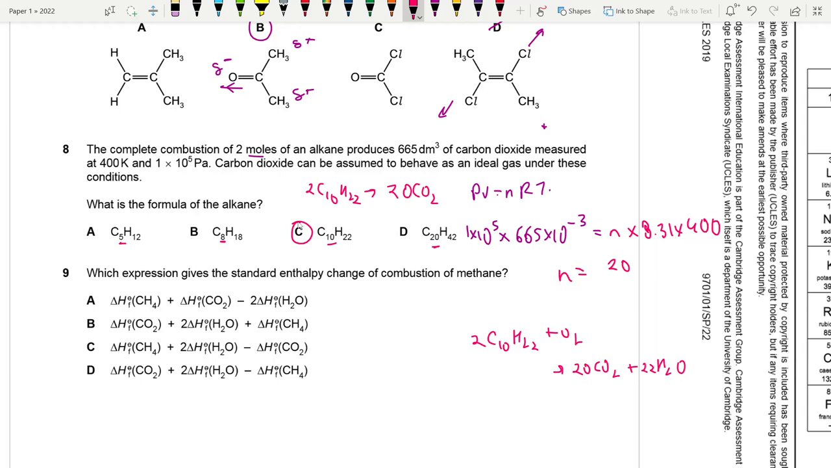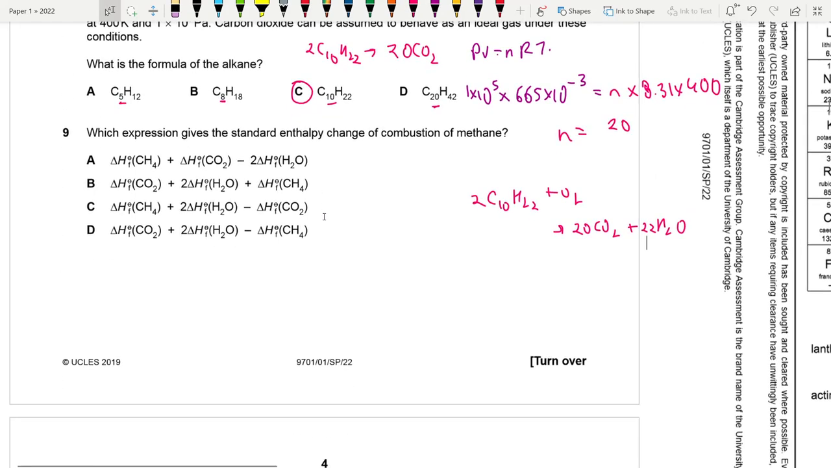Moving on to question 9. Which expression gives the standard enthalpy change of combustion of methane? Okay, so combustion of methane. So it's like this. Methane is basically combustion in the presence of oxygen to give us carbon dioxide and water, okay?